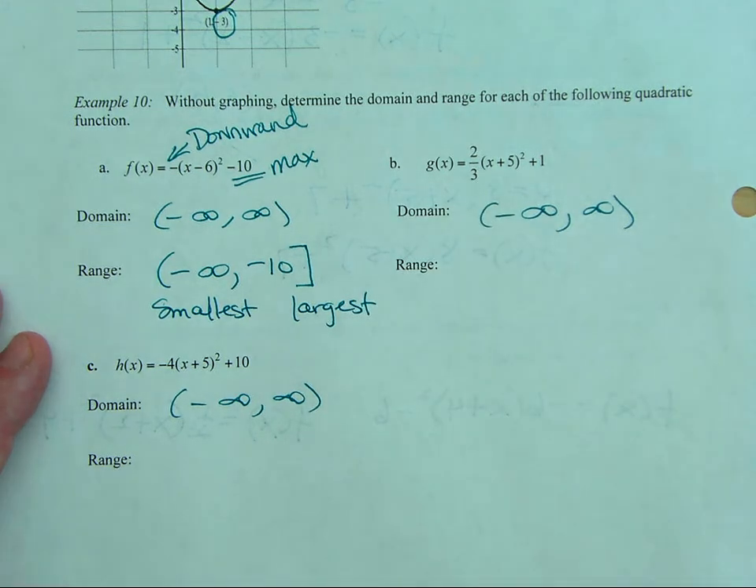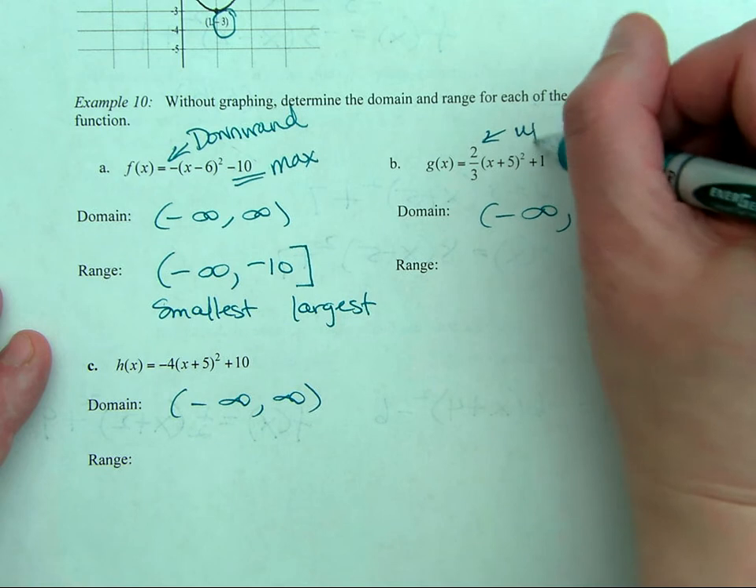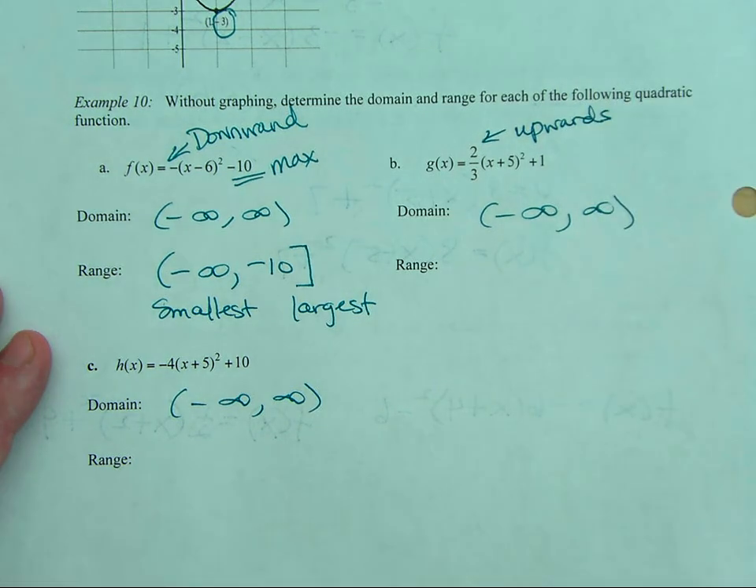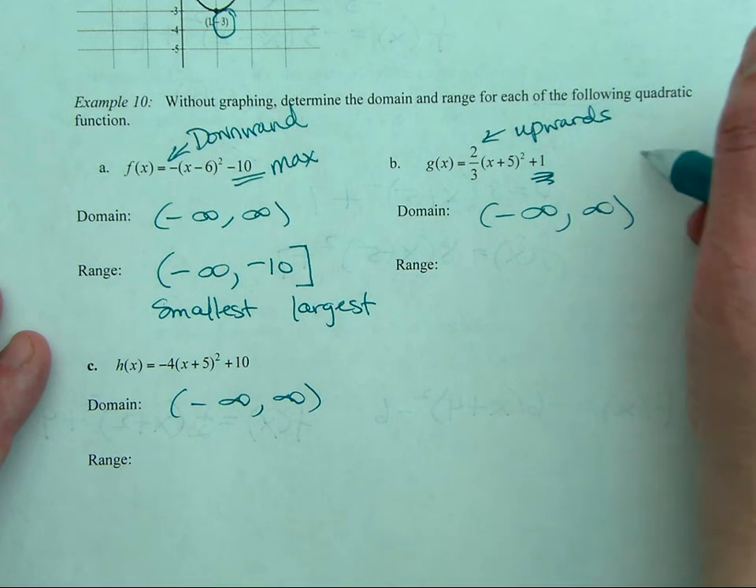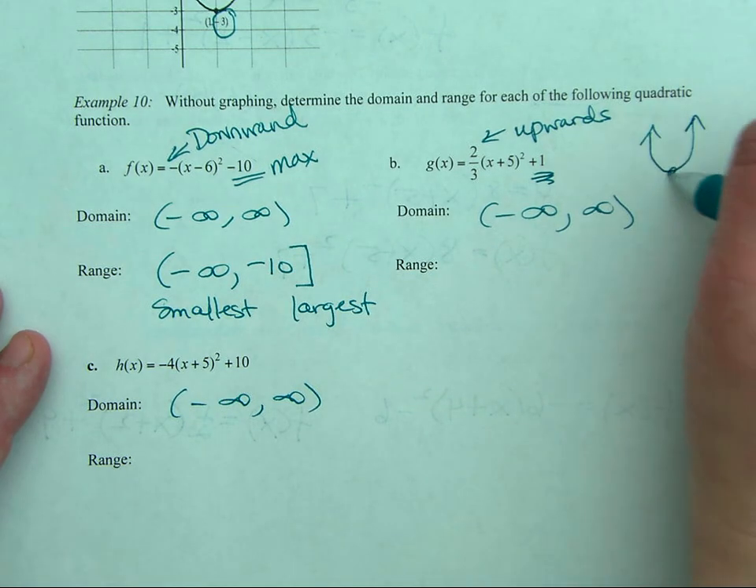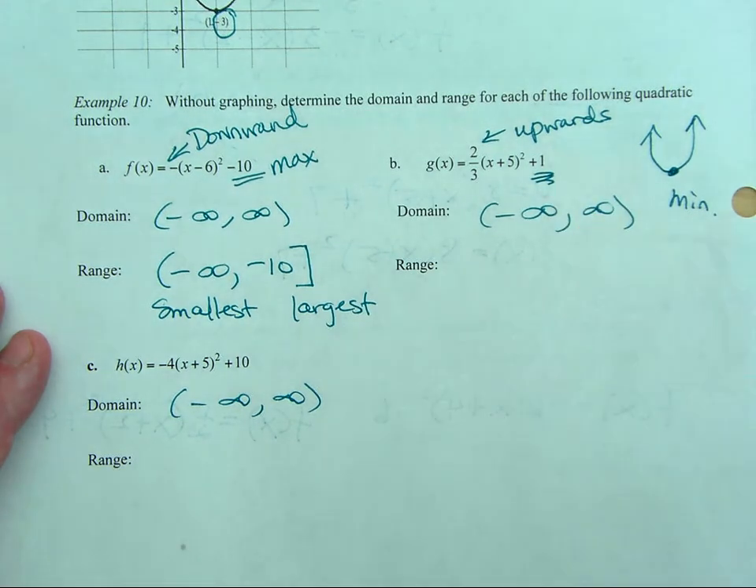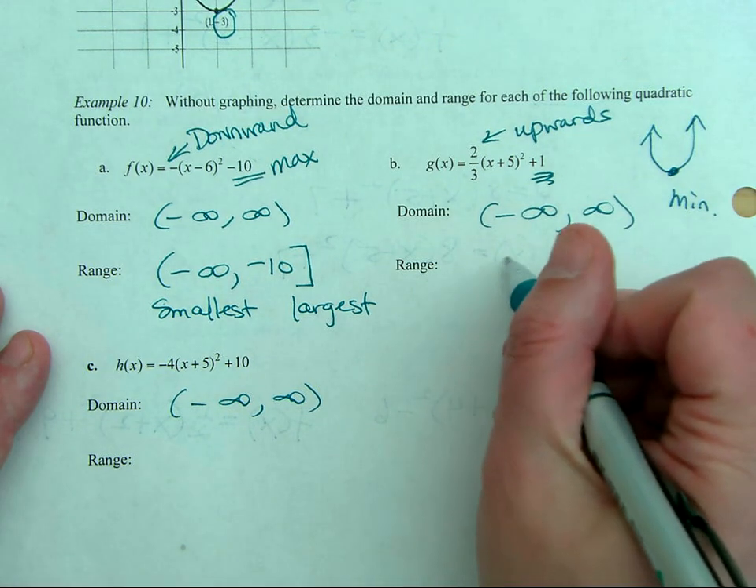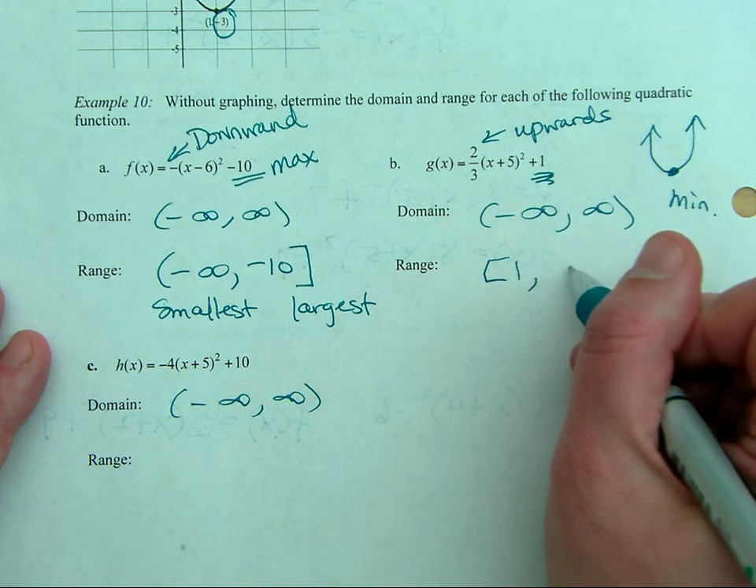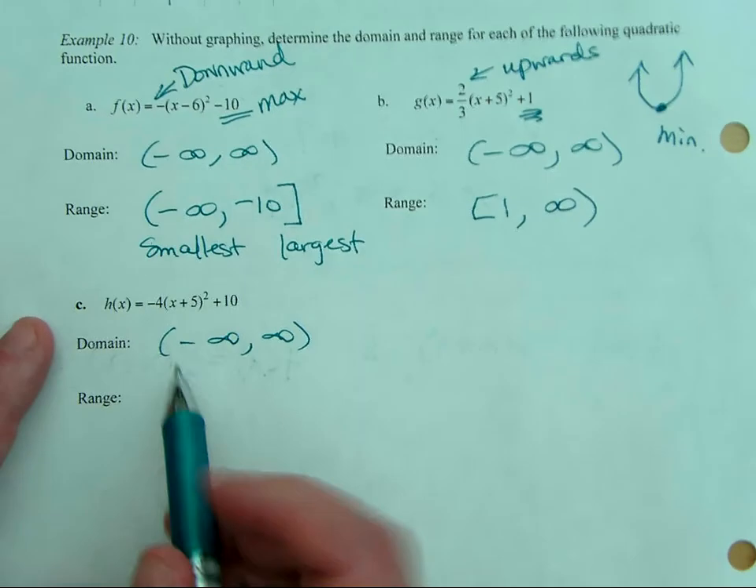Okay, looking at the next one, your coefficient a of 2/3 tells you what about the parabola? It's opening upwards, right? And so if it's opening upwards, is 1 going to be a maximum or a minimum point? If the parabola opens upward, the vertex is the minimum. So the range starts at 1 and goes to infinity.